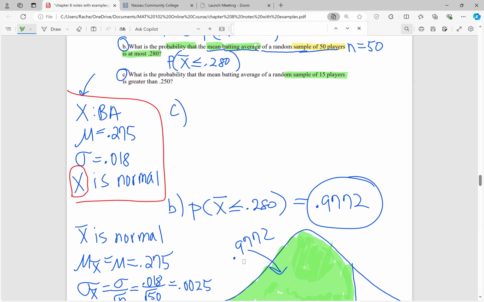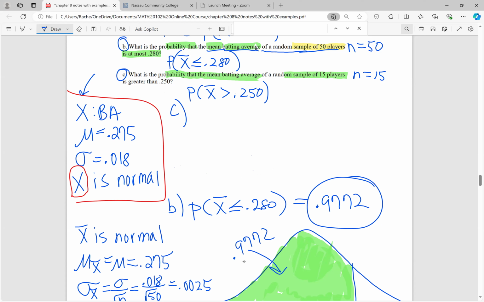So now we're going to take a sample of n equals 15 players. And I want to know what's the probability that the mean batting average for this sample, so that's X bar again, right? So what's the probability that the mean of the sample is going to be greater than, so I'll use the appropriate inequality, 0.250. So that's what we're solving for. So again, my random variable is x bar, it's not x, and we have to describe x bar. I need to know its shape, mean, standard deviation, and then we could solve the question.